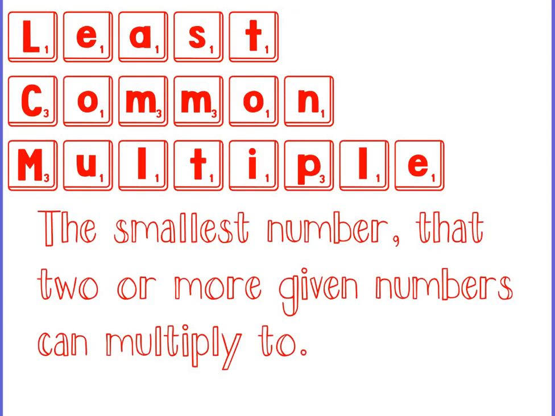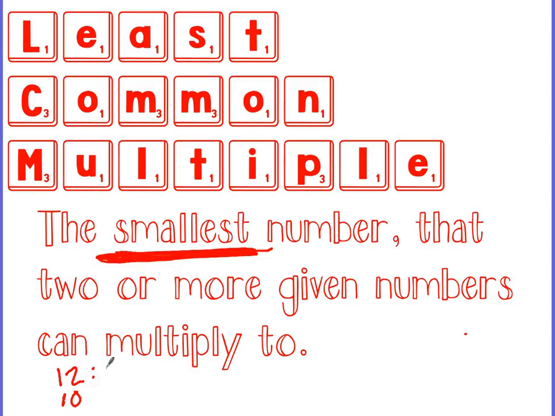All right, the least common multiple is the smallest number that 2 or more given numbers can multiply to. Before, we looked for the greatest common factor, the biggest. Now we're looking for the smallest. So let's do 12 and 10. Sometimes students like to multiply and say the least common multiple is 120, but that's not the case.